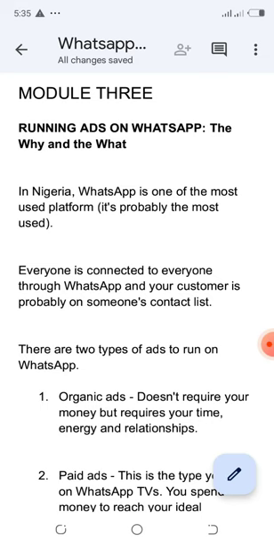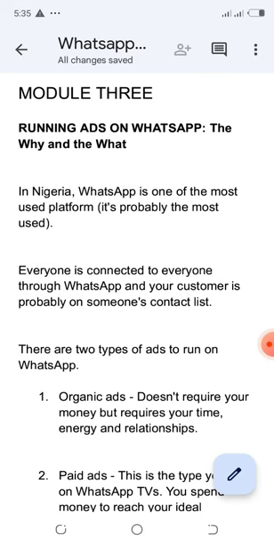So in Nigeria, WhatsApp is actually the most used platform. I know a lot of persons use Facebook, a lot of persons use Instagram, but many people are not really familiar with Facebook, or even if they use Facebook, they just come up there once in a while. Some persons are very busy, they don't really check Facebook that much. Instagram, people still do that. But then WhatsApp, everyone has WhatsApp.